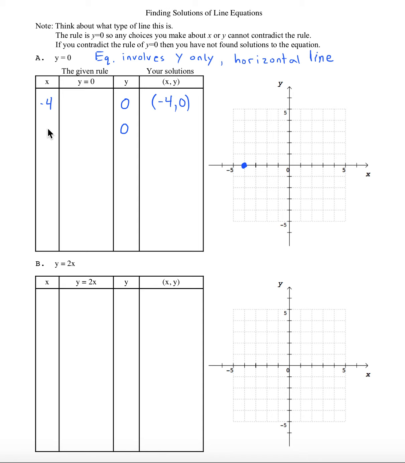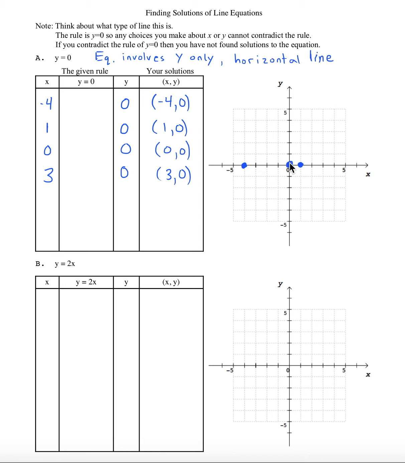And again, when it comes to x, I can pick whatever I want. I'll pick 1. That makes our pair 1, 0. That's a point right here. That's all we need really to plot our line. I'll make just two more coordinates though, just for fun here. Let's pick 0 and we'll do 3. 0, 0 is a solution, and so is 3, 0.